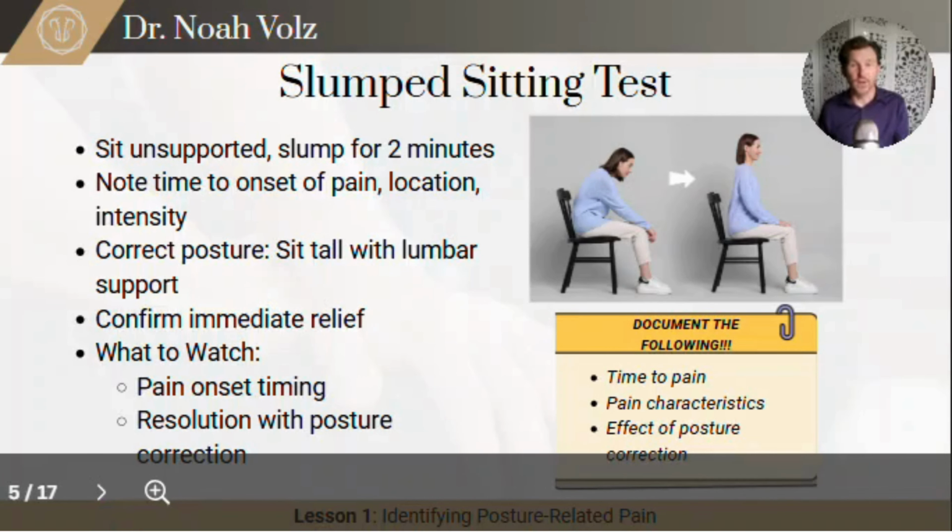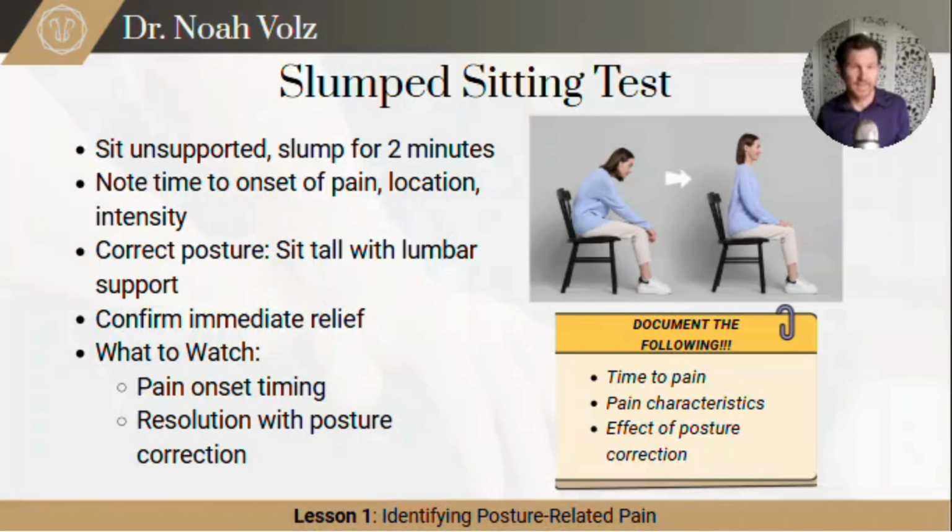So let's start with the test. You're going to slump, basically. You're going to sit in a slumped seated position for 2 minutes. And you're going to notice if, after sitting there for 2 minutes, you start to have some discomfort. This might not be pain, but any sort of discomfort or stiffness, and really pay attention to the location. Is it the upper back? Is it the lower back? Is it the hips? And then also the intensity. How strong is the discomfort or pain when you're in this position?